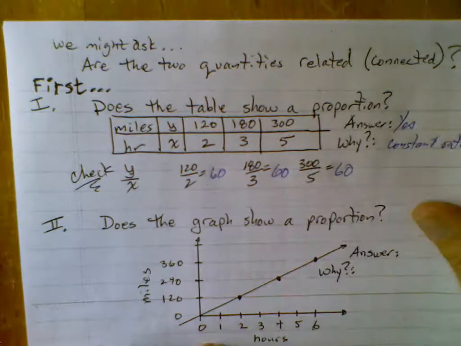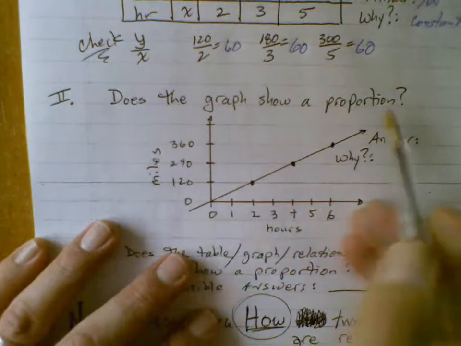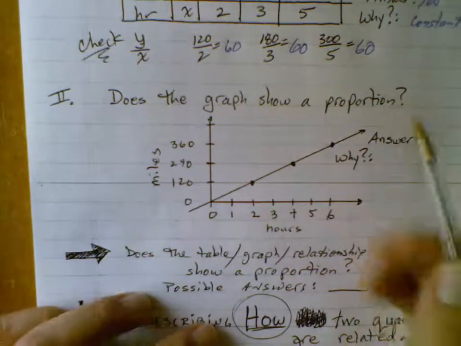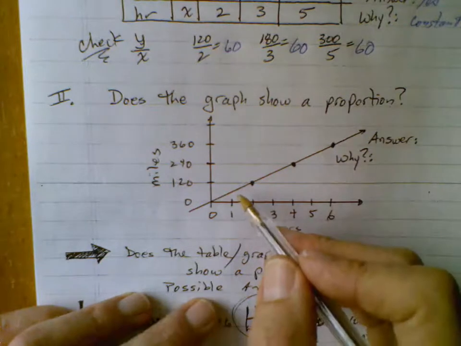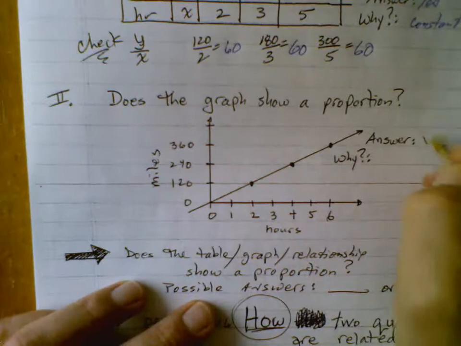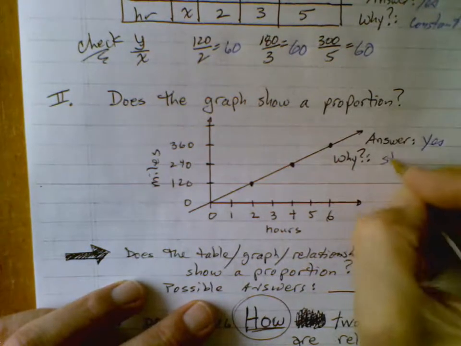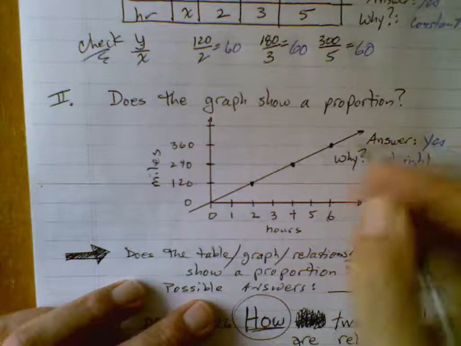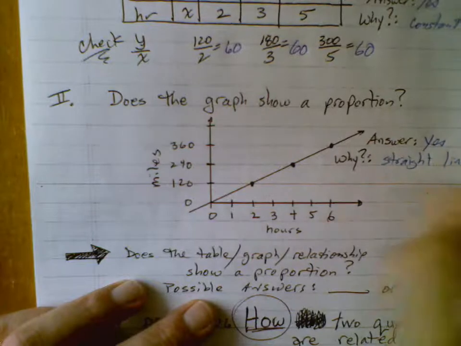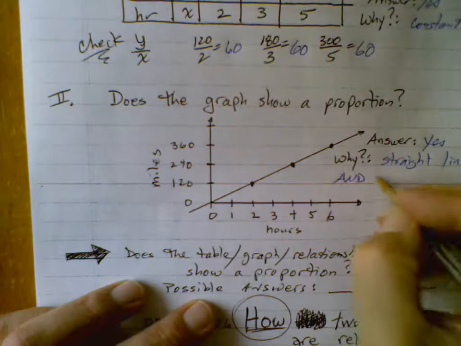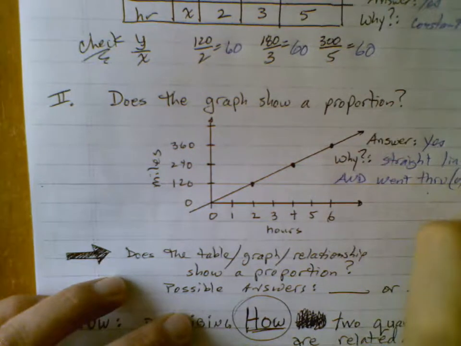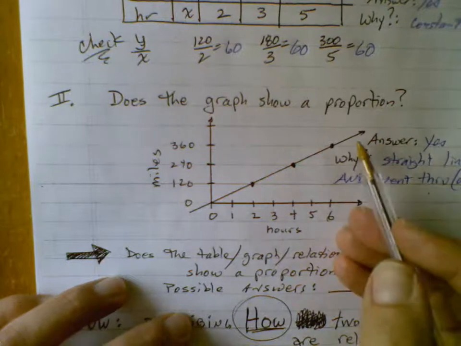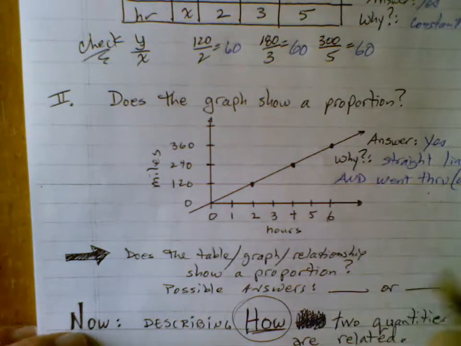So we had it with numbers, and then we go further and we graph things. Does the graph show a proportion? What we did, we plotted some points, often we drew a line, and we looked. In this case, again, the answer is yes. Why? Because we had a straight line. The data can be lined up in a straight line, and there's two parts to this: it went through 0, 0, or the origin. If it met those two criteria, we could say that the graph is a proportion.